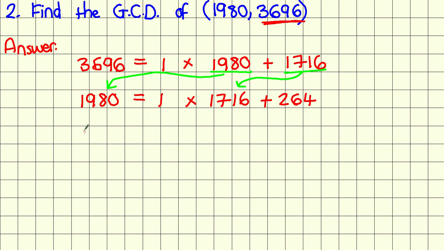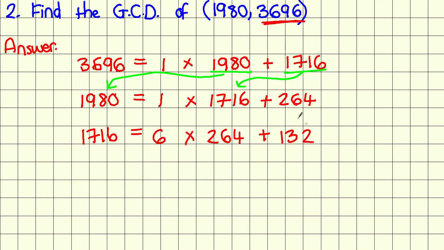So middle number is now going to be my new number on this side. Something times 264 plus something. Okay, so how many lots of 264 can fit into your 1716? 6. Goes in 6 times. Let's work out what the remainder is. So your remainder is 132.